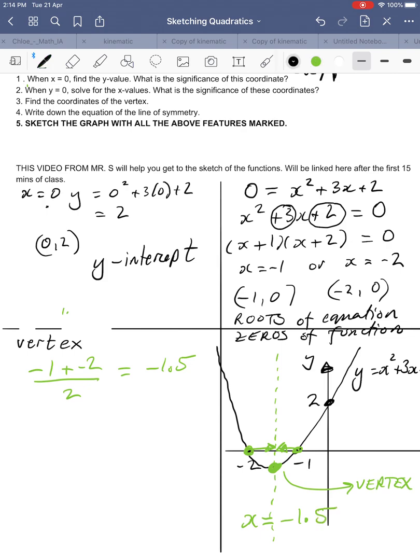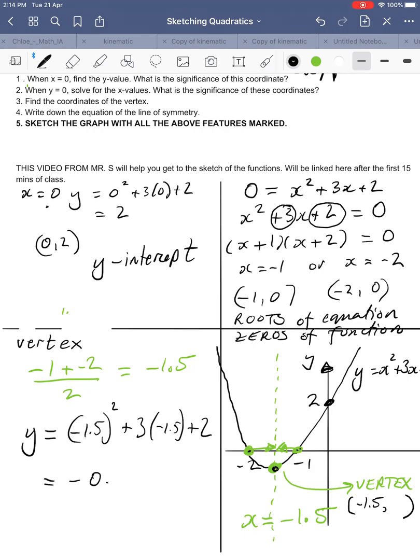The final thing is if we want to find the actual coordinate of the vertex, well, we know the x coordinate is negative 1.5, but what's the y value? We can find the y value by substituting negative 1.5 in place of x into the quadratic equation that we have. When we do that, we'll get negative 0.25. So the coordinate of the vertex is (negative 1.5, negative 0.25). So we're just practicing sketching quadratics using all the key features, and that's the goal, to try and sketch a few quadratics that way.